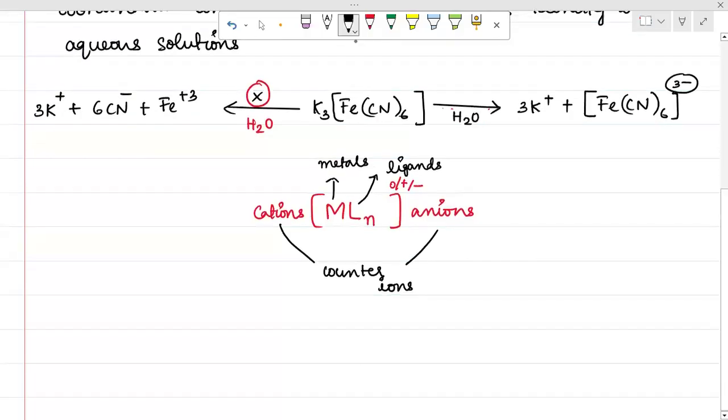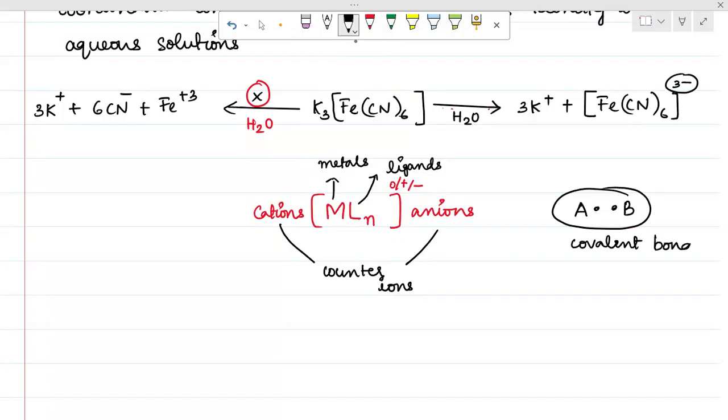Let's try to understand. Let's say you have A with 1 electron, B with 1 electron, and both of these A and B decide to share them. If they decide to share them equally, each one of them is giving 1 electron. This is a covalent bond. Now, what did I say? Metals are attached to the ligands through a coordinate bond, not covalent, coordinate.